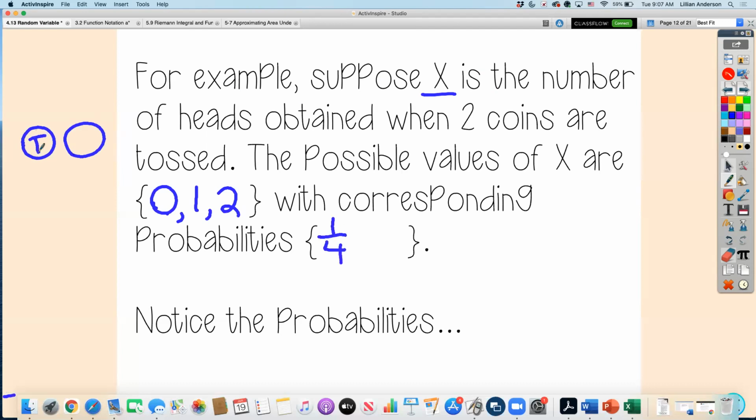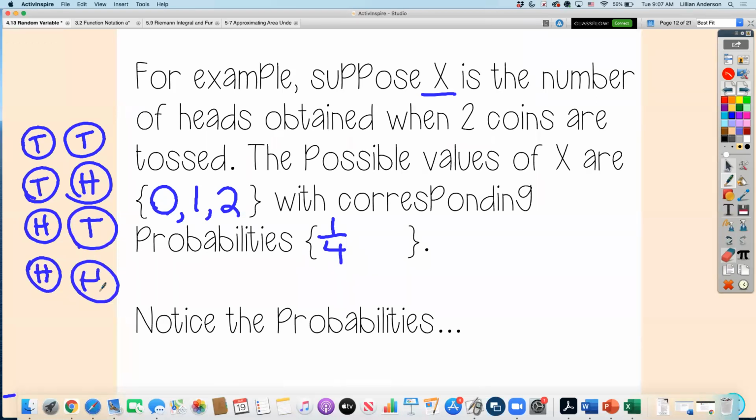Because remember, I can either have tails, tails, tails, heads, or I could have what? Heads, tails, or heads, heads. So the probability of getting 0 would be 1 out of 4, but the probability of getting 1 head would be what? 2 out of 4, which reduces down to be 1/2. And then of course, to get both of them to be heads, it's going to be 1 out of 4.